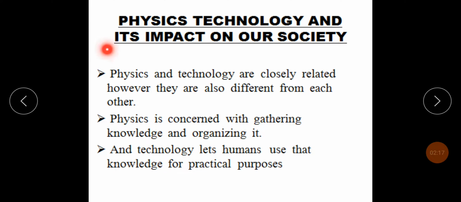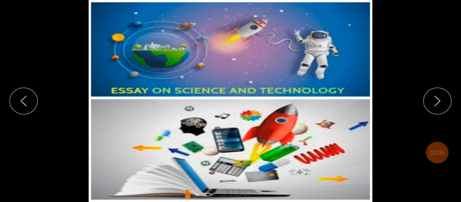Physics, technology, and its impact on our society. Physics and technology are closely related; however, they are also different from each other. Physics is concerned with gathering knowledge and organizing it, and technology lets humans use that knowledge for practical purposes. Physical phenomena are behind every technology, and therefore physics has a key role in the progress of humankind and in the improvement of quality of living.